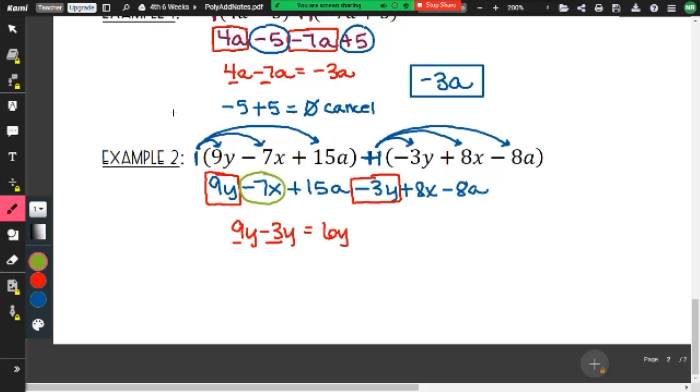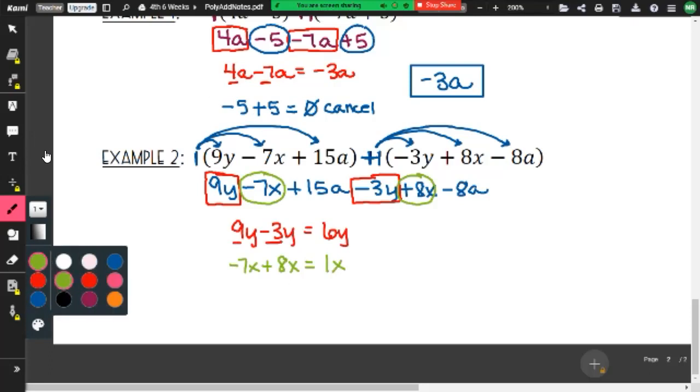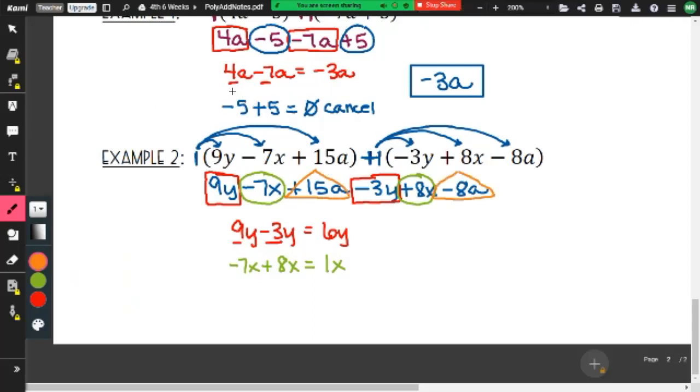Negative 7x combines with positive 8x. So negative 7x plus 8x gives us what? 1x. 15a combines with negative 8a. So 15a minus 8a gives us what?